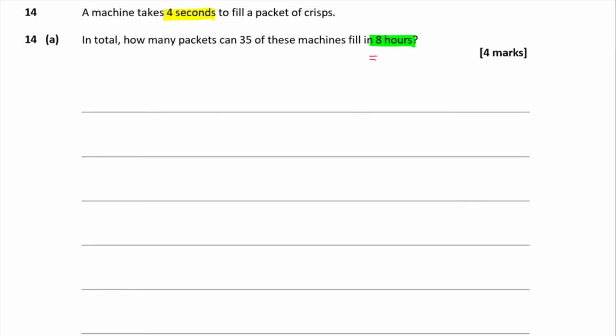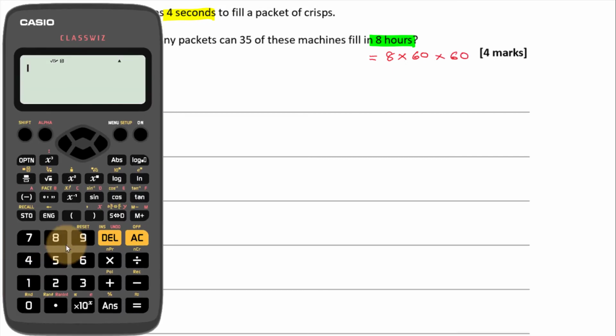I'm going to say that is equal to, there are 60 minutes in an hour, and there are 60 seconds in a minute. So that's going to be 8 times 60 times 60, isn't it?